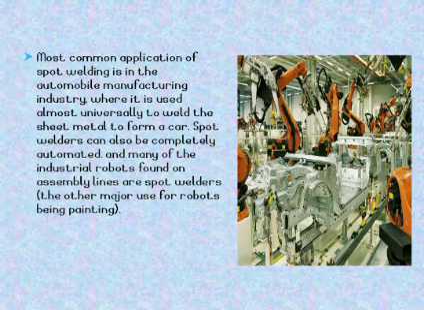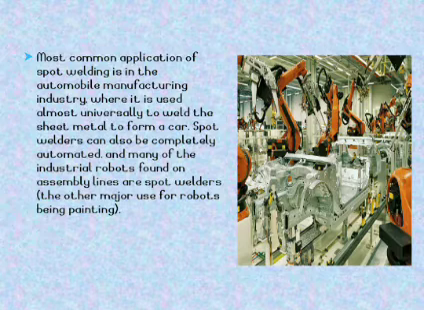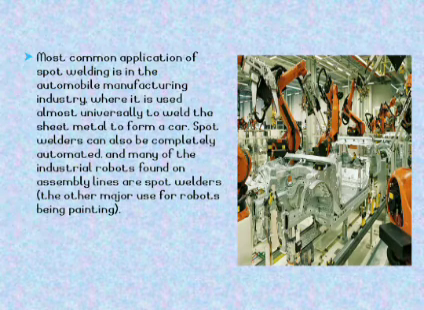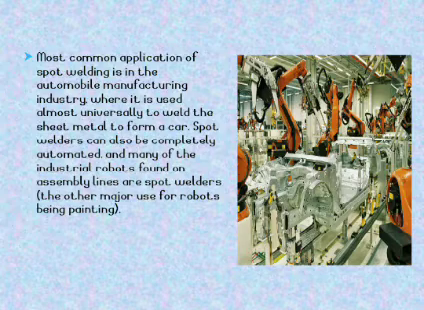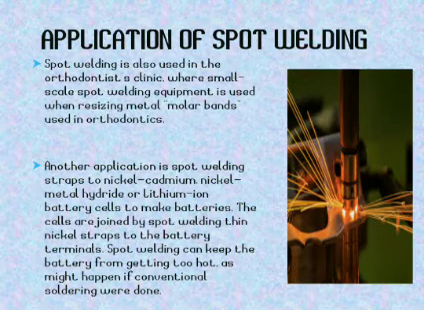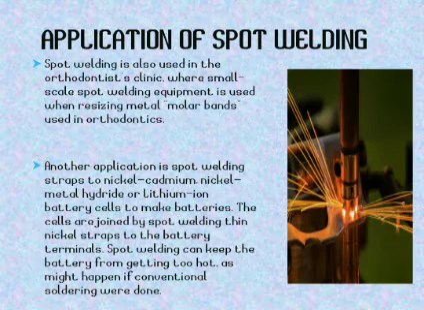Spot welders can also be completely automated, and many of the industrial robots found on assembly lines are spot welders, or the other major use for robots, painting. So that covers the applications of spot welding. Spot welding is also used in orthodontist clinics, where small scale spot welding equipment is used when resizing metal for molar bands used in orthodontics.